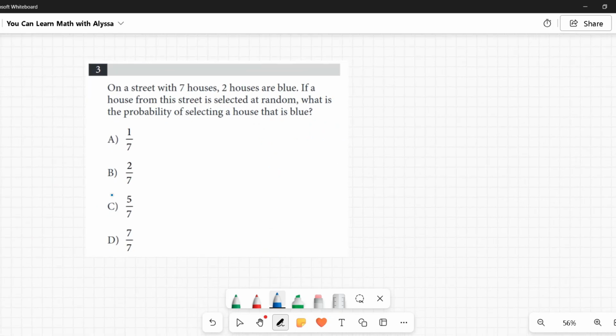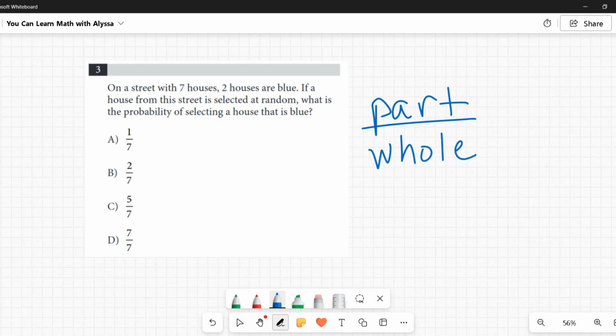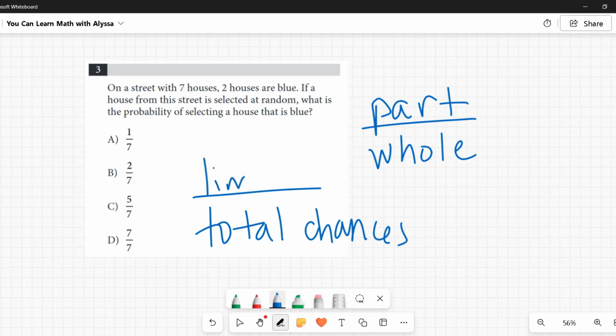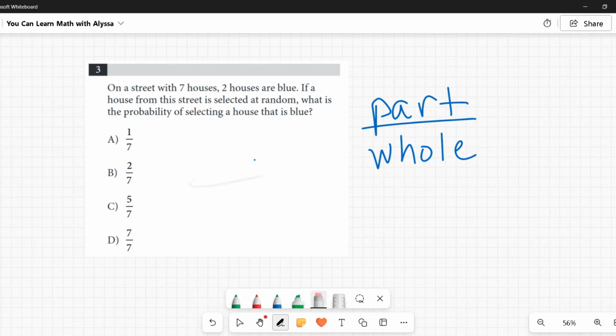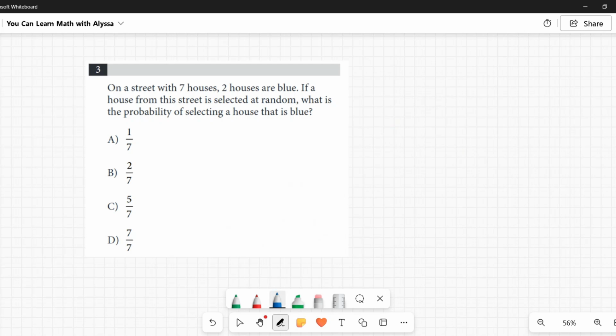Number 3. On a street with 7 houses, 2 houses are blue. If a house from the street is selected at random, what is the probability of selecting a house that is blue? When we're talking about probability, we're talking about something similar to percentages. We're talking about part out of the whole, or the total number of chances, and the limited number of chances. And here's what I mean by that. We're looking at what are all the possibilities, and then the one possibility we're talking about, the select possibility.